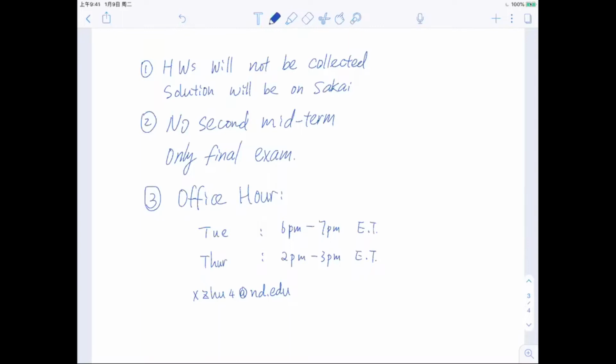First, from now to the end of the semester, homework will not be collected and solutions will be distributed on Sakai, and there will be no second midterm, only final exam.